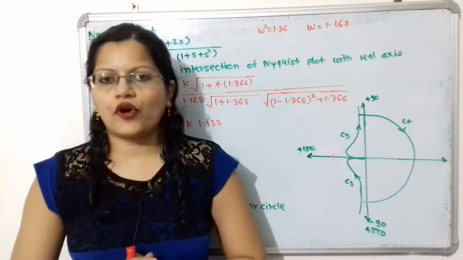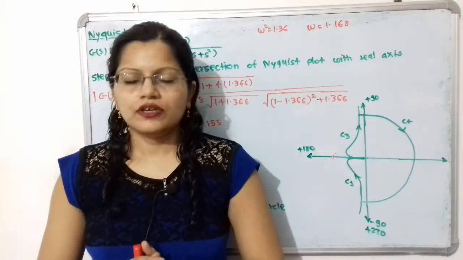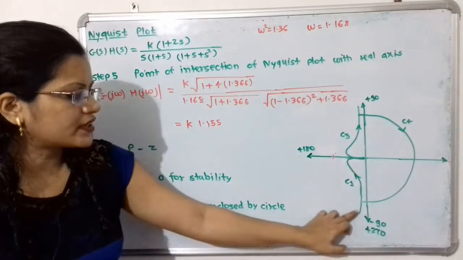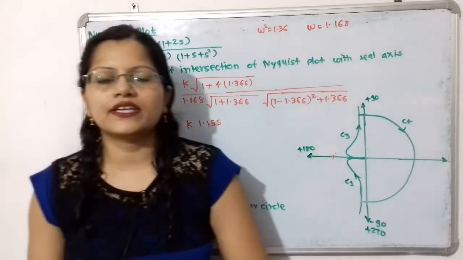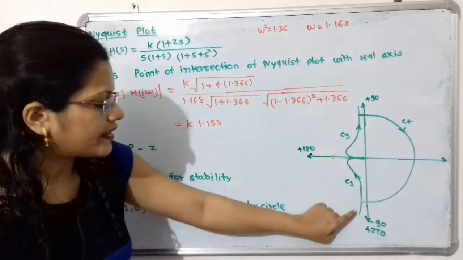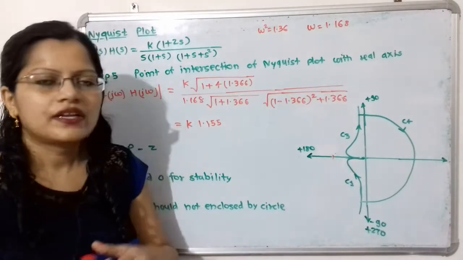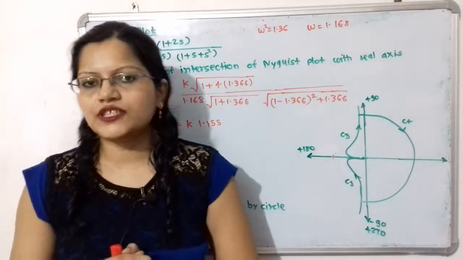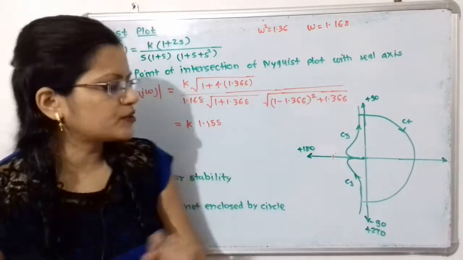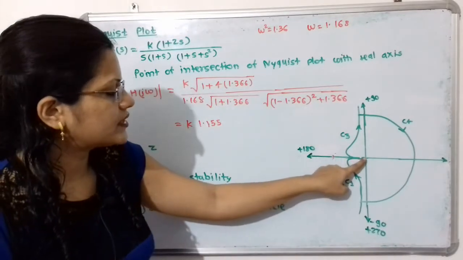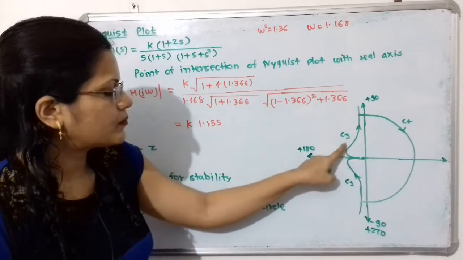Now we will move for the Nyquist plot. So for that we will first take the polar plot. So polar plot is for section C1, and here is this polar plot. Now we will move for the inverse polar plot. Now this inverse polar plot is for section C3, and here is this plot.